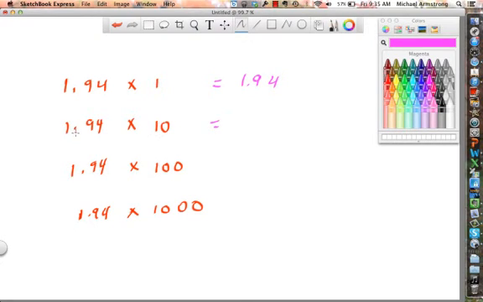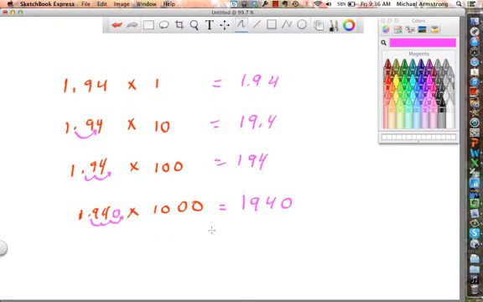And multiply by 10, that's 1 place value. So that's 19.4. Multiply by 100, that's 2. So it's 194. And here it's 3. And again, you need to add that 0. You don't have to actually write it here, but that's what's happening. There's an extra place value that gets used. So it's 1940. Okay? You got to add that here because you've moved it over 3 times.